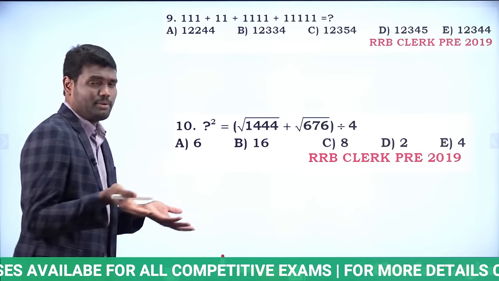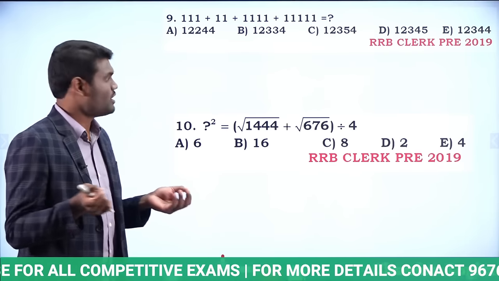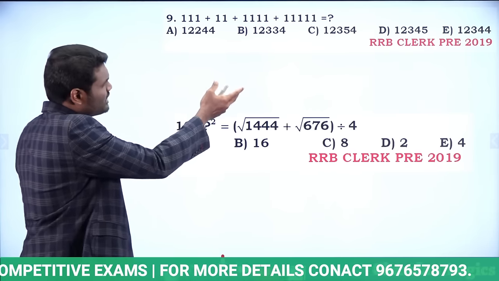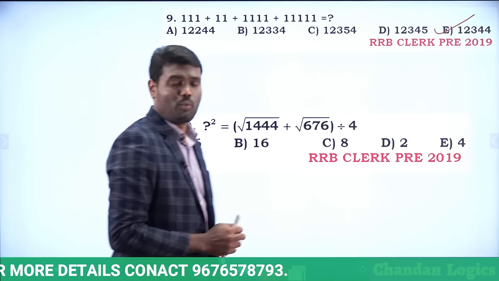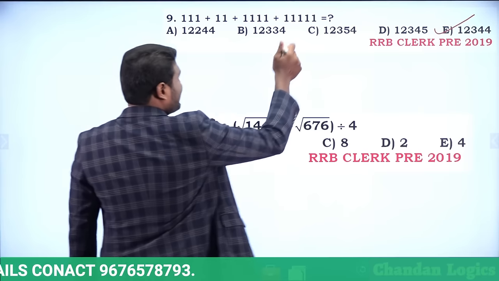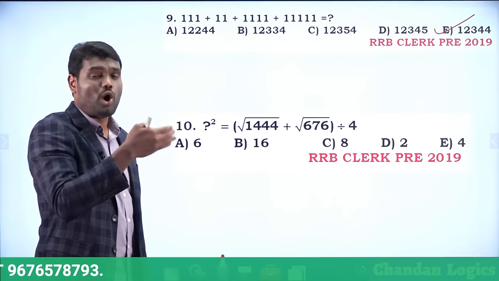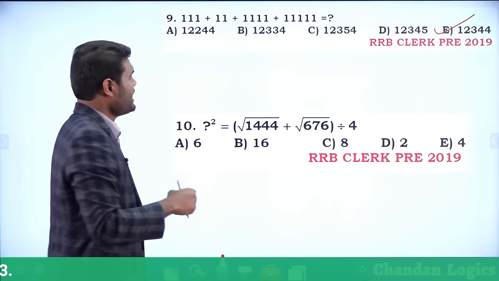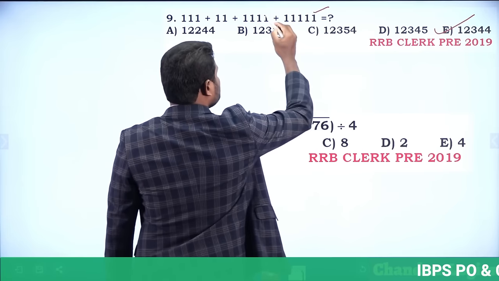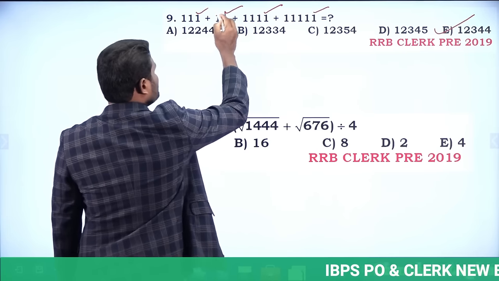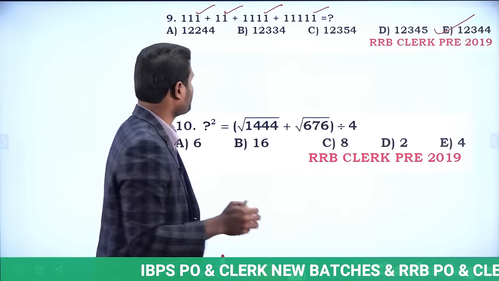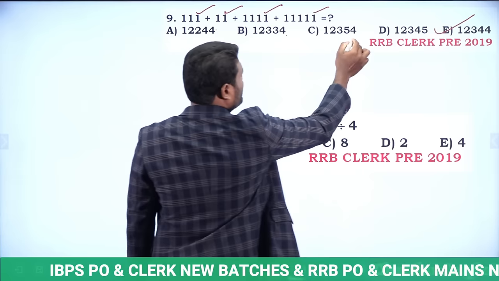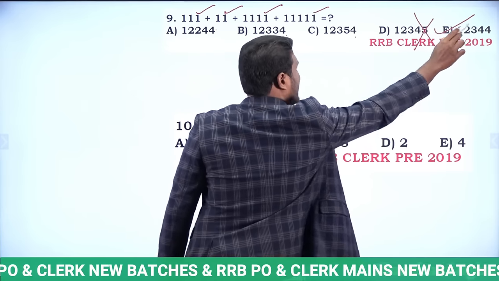Now this is a very simple question based upon addition. By just looking at the question, we can mark the answer. The answer is nothing but 1, 2, 3, 4. Why? Because while you're adding, always try to look at the last digit. Here I have units place, units place, units place, units place. Units place 4 times, so the units place should be 4. Now this is 4, this is 4, this is 4, this is not 4, and this is 4.